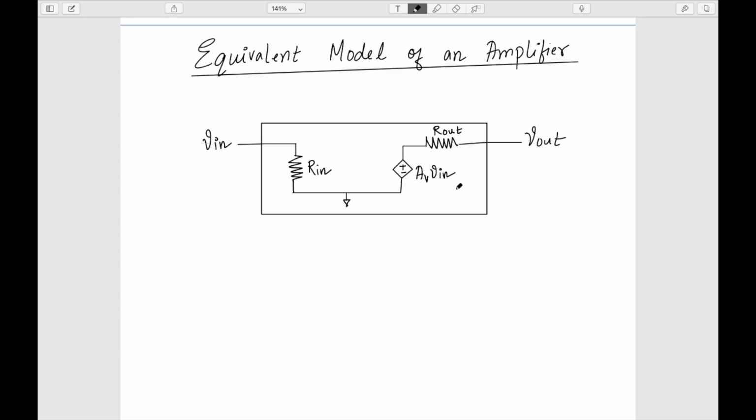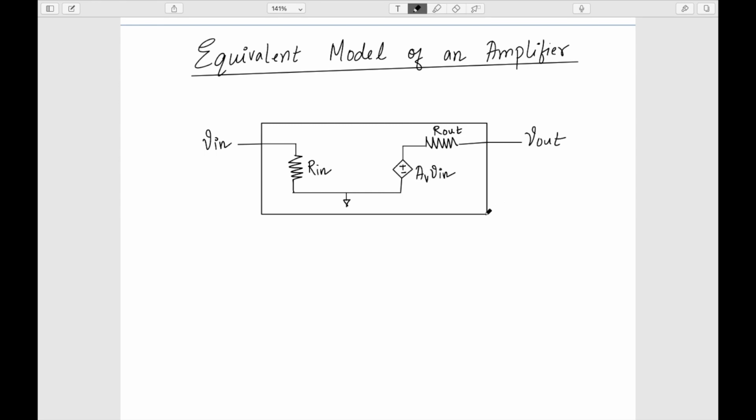Currently we are discussing the common emitter amplifier, and we will see some other kinds of amplifiers as well. Amplifiers can have one stage, two stages, multiple stages, but any amplifier, the whole black box, can be represented using these three parameters: the R in, R out, and AV. So we will see that. R in is the input resistance, and R out is also called the output resistance or the output impedance. And AV is the gain.